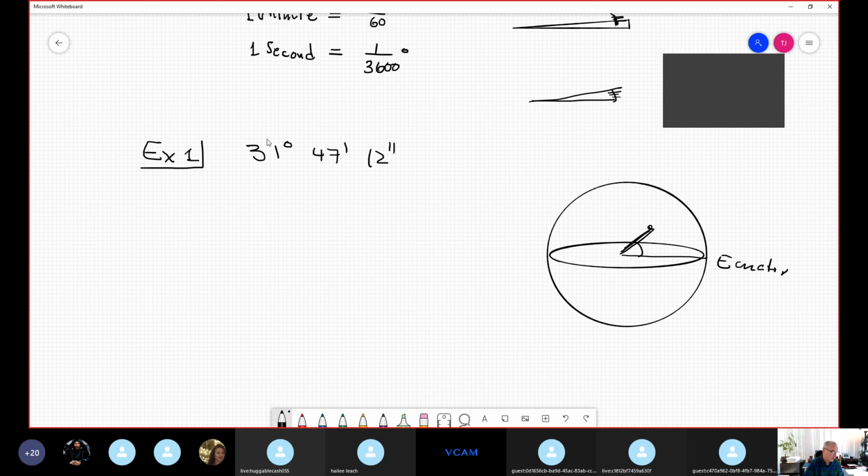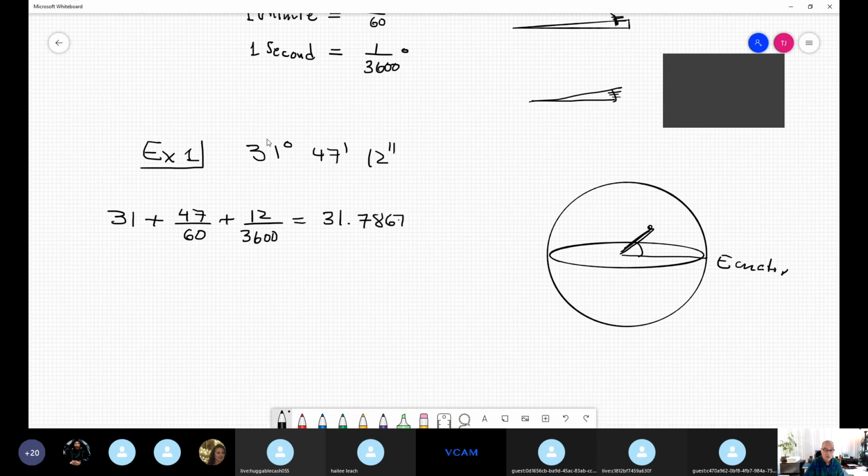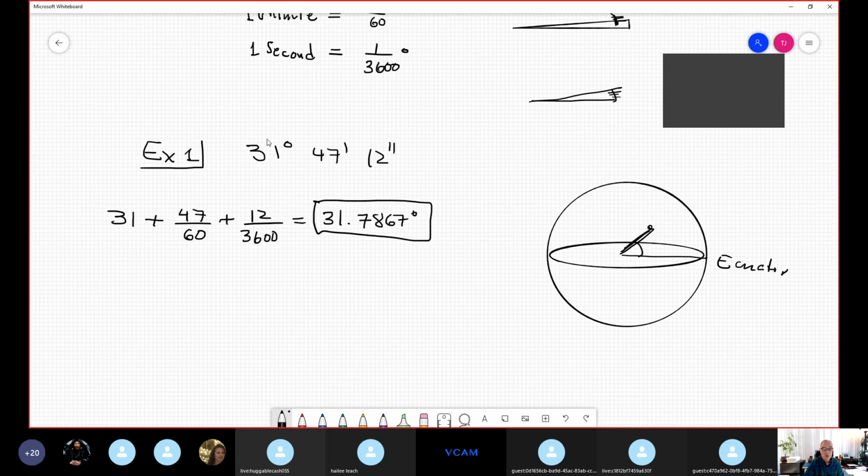How do you transform it into decimal degrees? Easy. You put 31 plus 47 divided by 60 plus 12 divided by 3,600. And the answer is, it's obvious, 31.7867 degrees. So that is how you transform the notation used in navigation, degree, minute, and second, to decimal degrees. And vice versa, suppose I'm doing the reverse, it is relatively easy.